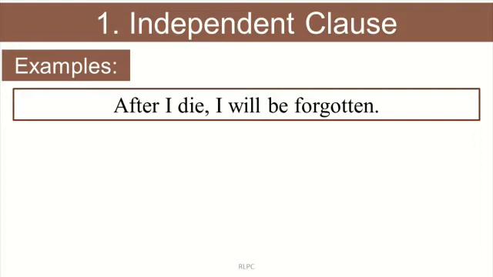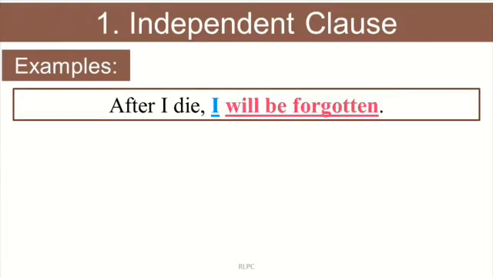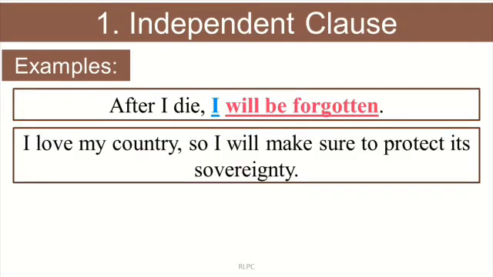After I die, I will be forgotten. Notice the comma and identify which group of words can stand alone. The subject is I, the predicate is will be forgotten, and it has a complete thought. I love my country, so I will make sure to protect its sovereignty. Again, notice the comma and identify which group of words can stand alone. I is the subject and love is the predicate. I love my country is a complete thought.